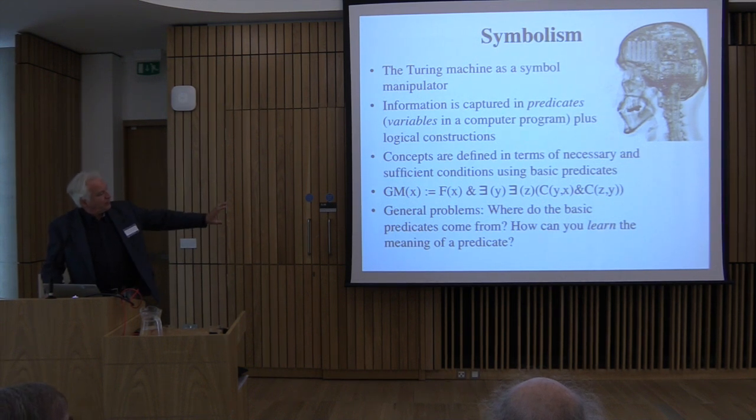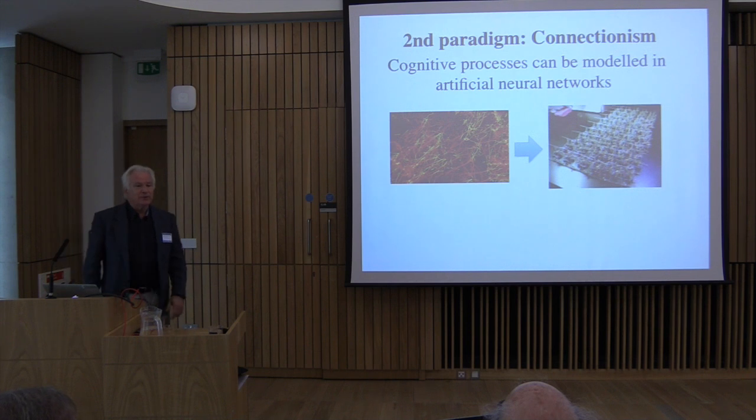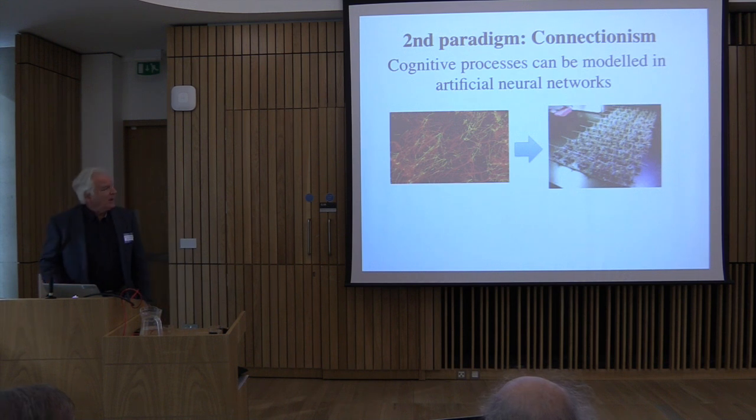So these problems of learning the meaning of predicates led cognitive science into a second paradigm, or computer science for that matter, connectionism. And the idea is that, well, maybe the brain is not a Turing computer after all. Maybe the brain works in a different way. And there are these neurons, and the idea was that the neurons work in parallel. They are very simple processes.